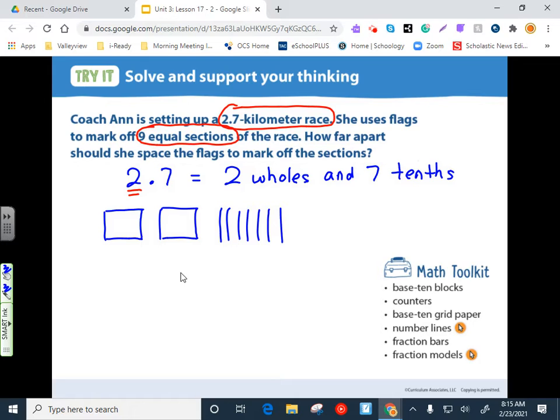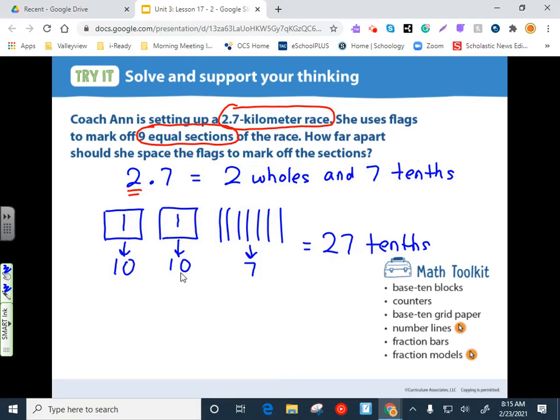So one thing we can do is we can trade in 1 whole. Like this can become 10/10 because there's 10 different parts there. Each one of these can be a tenth. And these guys right here, that's your 7/10. So these can all total 27/10.